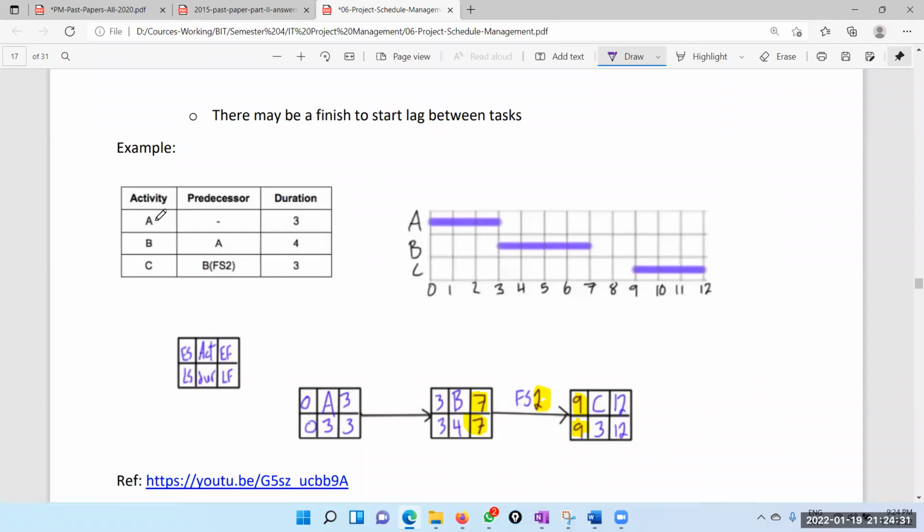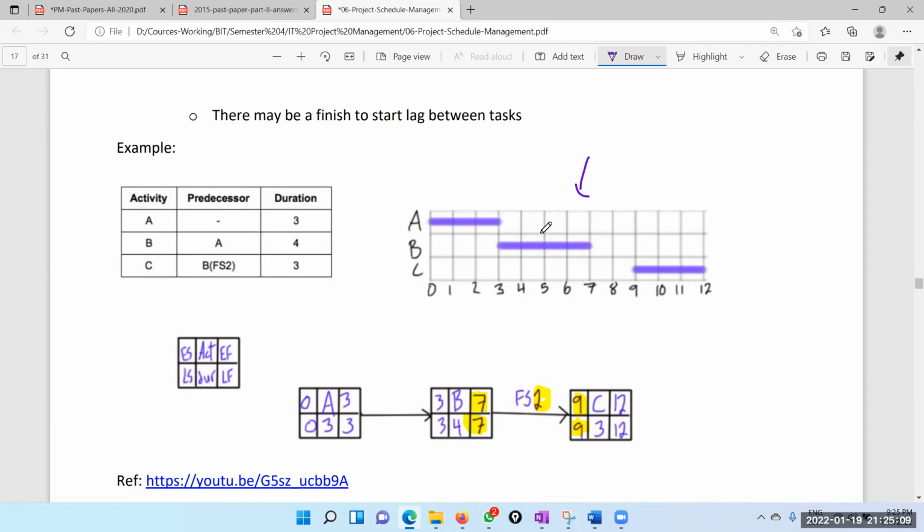So therefore, we can start the A at the very beginning, and it takes 3 days. Then B depends on A, and it takes 4 days. So therefore, if they just say predecessor, always consider that it is finish to start. So immediately when A finishes, you can start B, and it takes 4 days. And the C, 3 days, finish to start, but with 2 days of lag time. So that means we have to give another 2 days to start this, and it takes 3 days. So this is the Gantt chart.